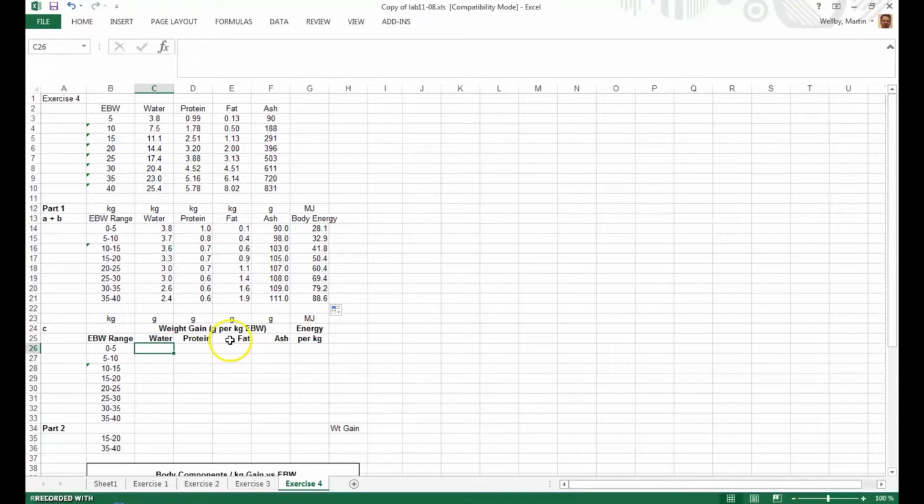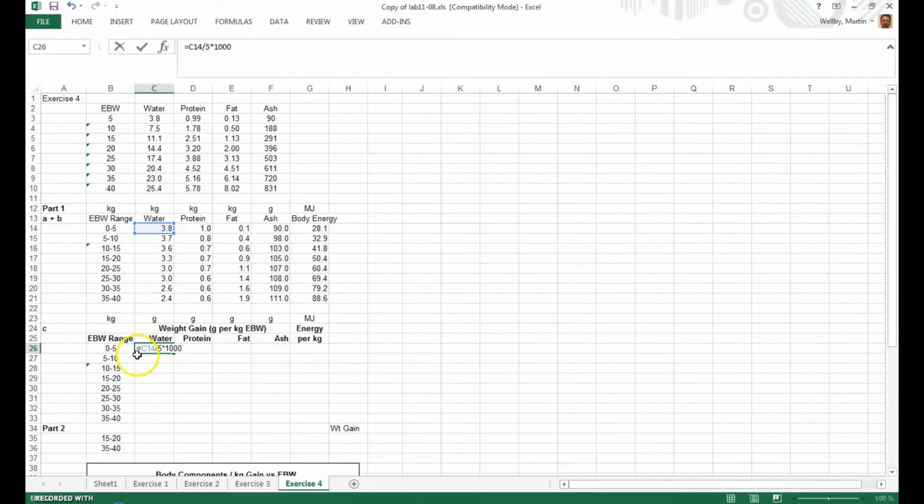Now this last table here is just further refining this table here. So here we've got kilograms per 5 kilograms gain, so it's 3.8 kilograms of water per 5 kilograms gain. What we're going to do in this table is to convert this number here into grams per kilogram. So this equals that number there, which is for 5 kilograms, so we'll divide it by 5, and to convert it to grams we'll times it by 1,000.